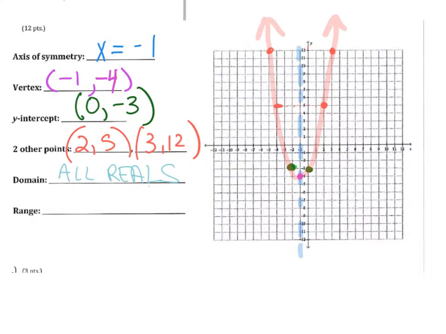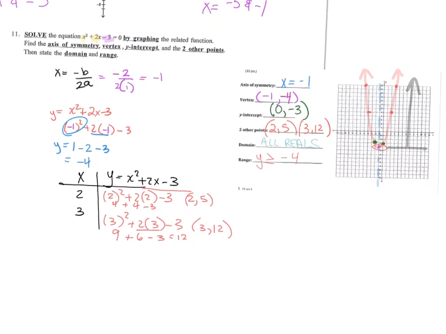The range is asking me my y values. Well, my minimum is here, and then I go up. That means that my y has to be greater than or equal to, and this one is -4. And that is the range. These are the types of questions that you're going to have.